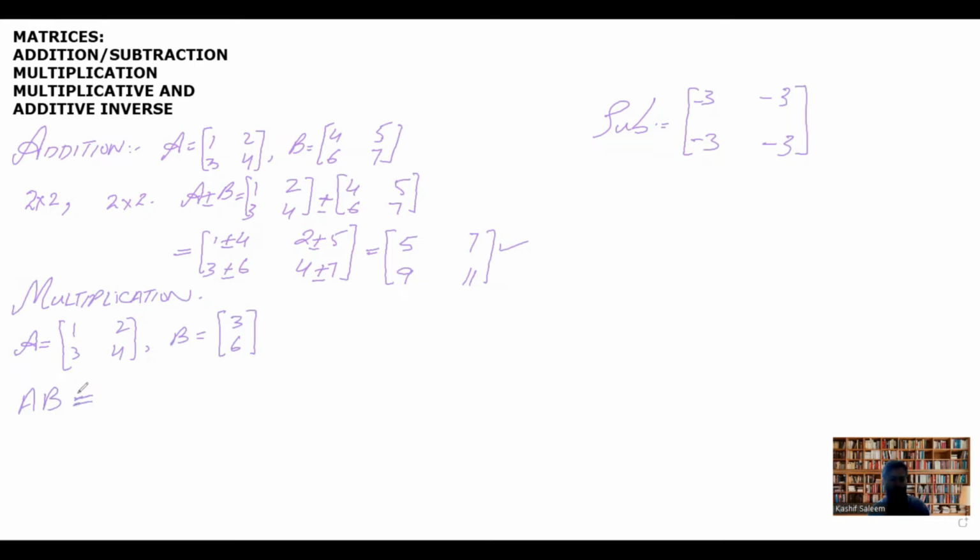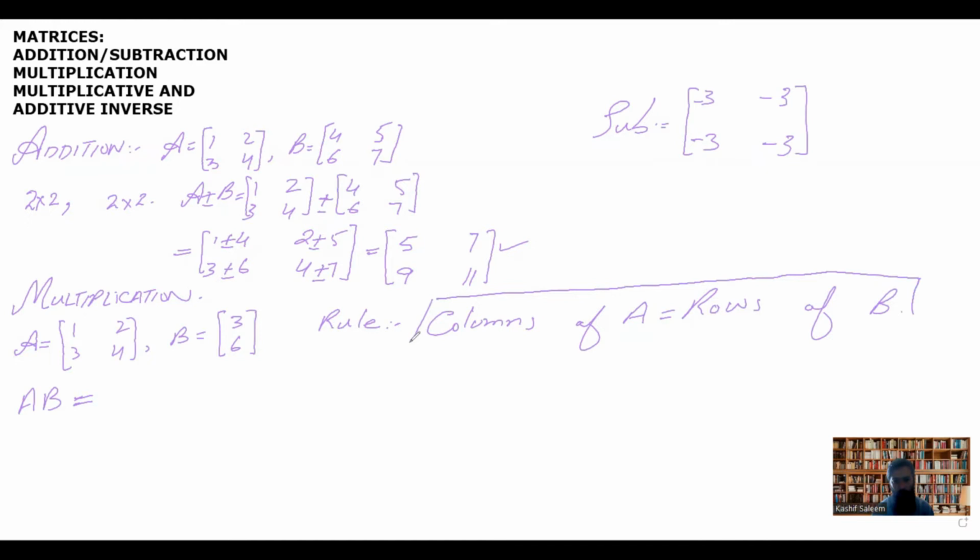Now if you want to multiply matrix A and B, you first have to check the rule for multiplication. So what is the rule? The rule is that the columns of A should be equal to the rows of B. If matrices follow this rule, then they are conformable for multiplication, otherwise multiplication will not be possible.